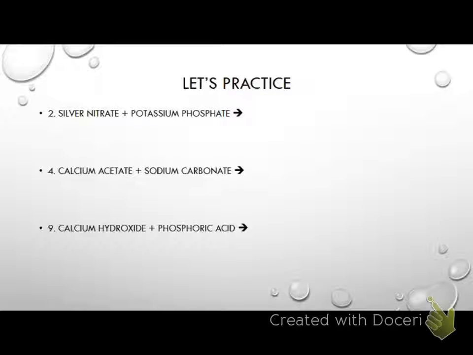So let's do number 2 on our left side activities. So we're going to do silver nitrate plus potassium phosphate. So I'm going to have K3PO4. And if you're still struggling with writing formulas, I suggest you go back and review those lessons from Chapter 7 because this is going to be important throughout this.